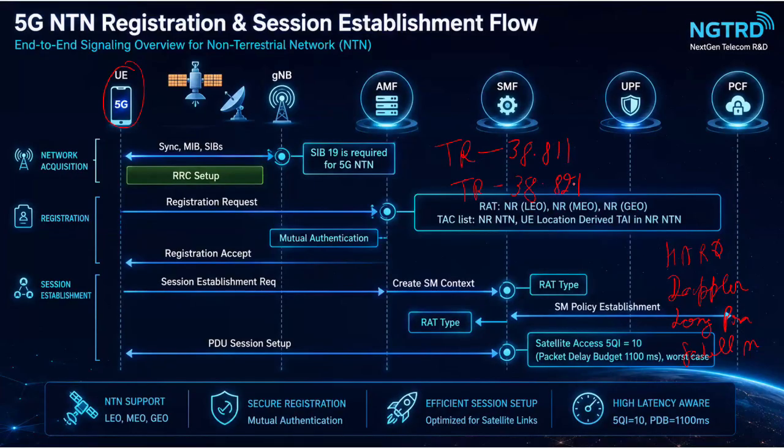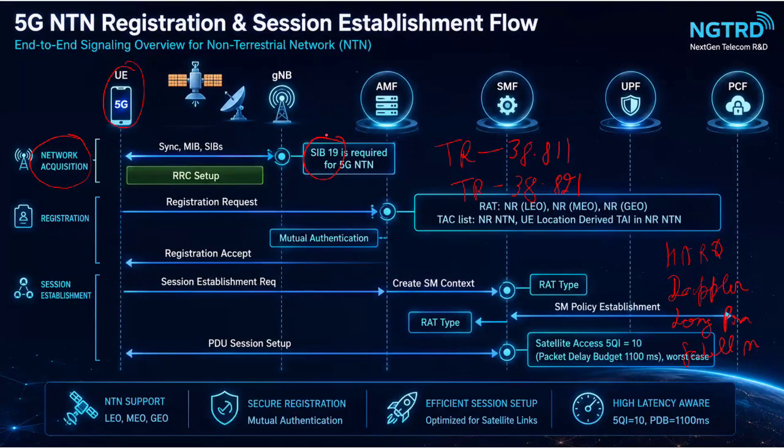So the first step here is the network acquisition. Here the UE is synchronized with the satellite signal. It receives the master information block and the SIBs. You can see here that in NTN a new SIB is introduced, which is SIB 19. This is one of the most important things introduced in NTN.